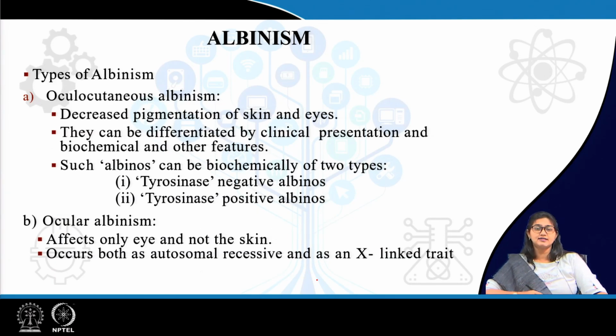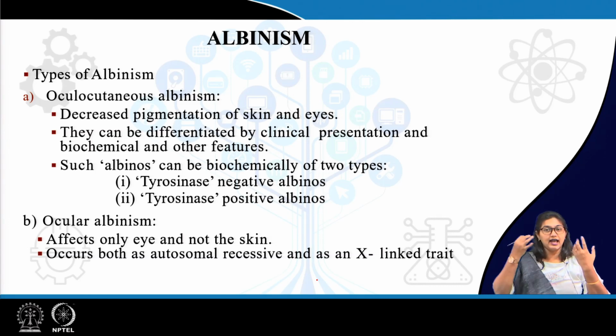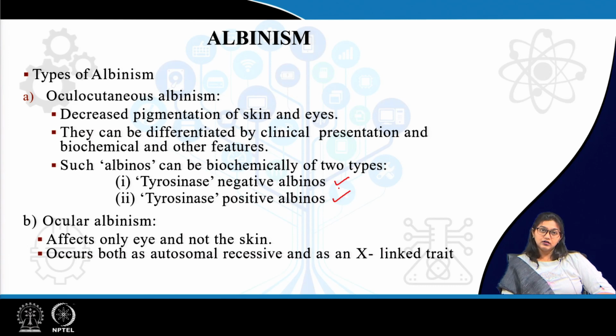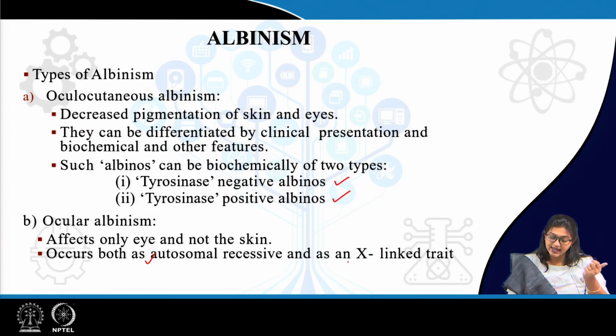Now, what are the different types of albinism? Albinism can manifest in eyes as well as skin. So, that can be cutaneous albinism, ocular albinism, or both, oculocutaneous albinism. Now, based on the complete absence of tyrosinase, it causes tyrosinase negative albinos. So, if we want to detect the tyrosinase enzyme, it is completely absent, but those who are partially deficient in tyrosinase cause tyrosinase positive albinos. Ocular albinism is the manifestation in the eye. Now, remember ocular albinism can be autosomal recessive as well as X-linked.